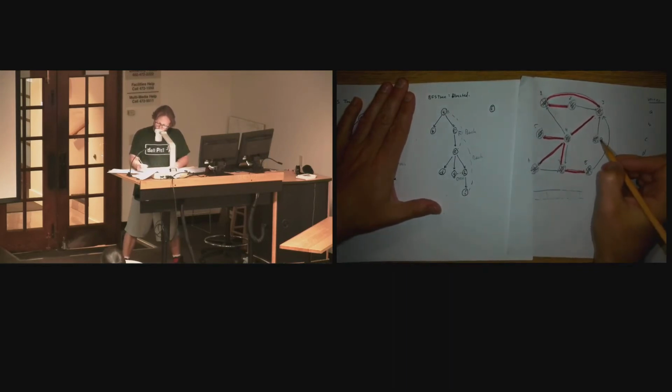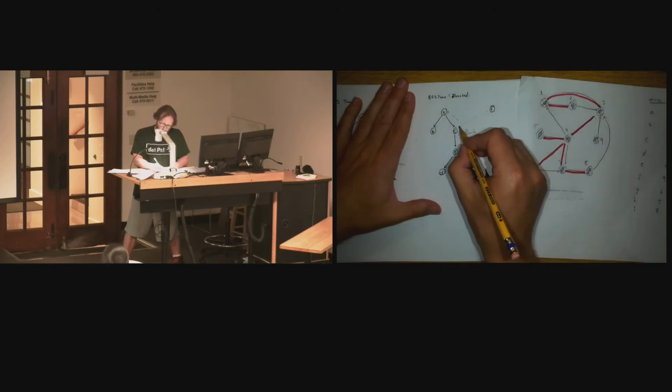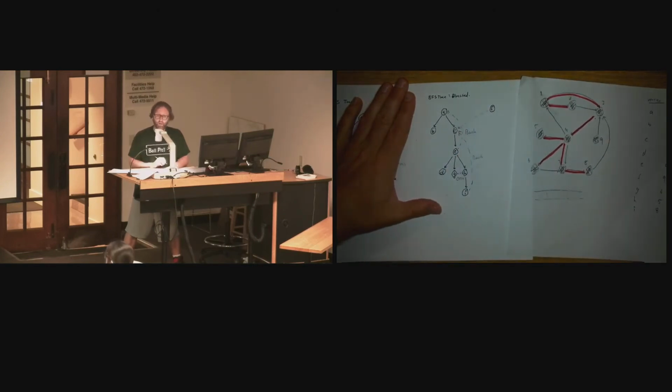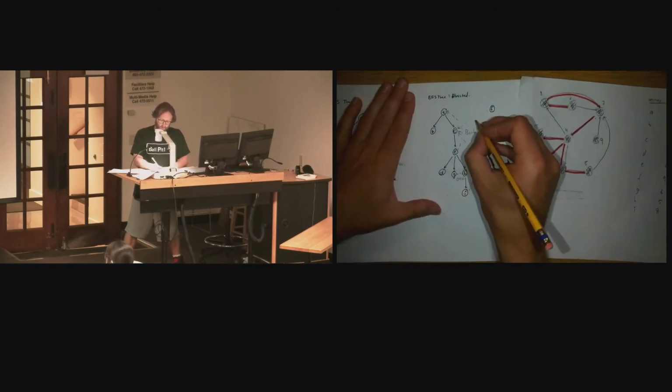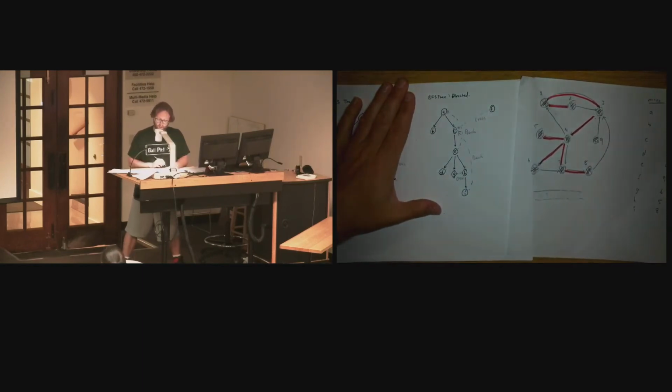And F to C. What kind of an edge is that? That's also a cross edge. Because it's not an ancestor, it's not a descendant. I think we got them all, right? Yeah, 1, 2, 3, 4. Yep, we got them all.